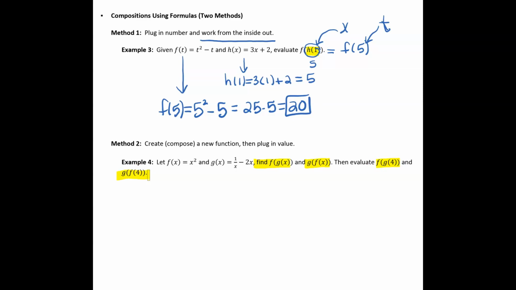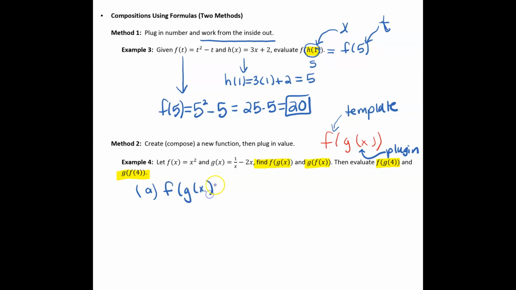This goes back to the beginning of our notes. When you're looking at f of g of x, my best advice is to tell you f is going to be your template. I'm going to show you what that means in just a minute. And g of x is going to be what you're plugging in. So we're just going to do this part A, and we're going to find f of g of x. So the outside letter tells you your template.